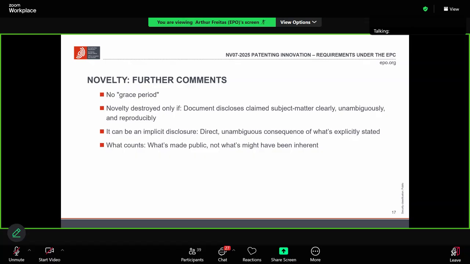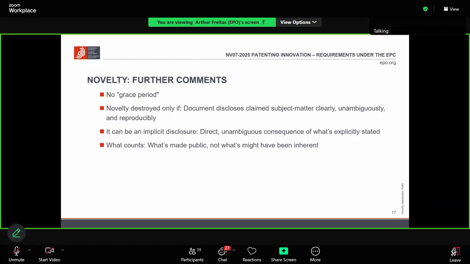Novelty is destroyed only if the document discloses the claimed subject matter clearly, unambiguously and reproducibly. In other words, novelty is really black and white. You really need to have a disclosure that is clear and unambiguous, right? And reproducible, in the sense that you know how to arrive at that feature, not that the feature is disclosed as being arrived at randomly or through a mutation or something like that.